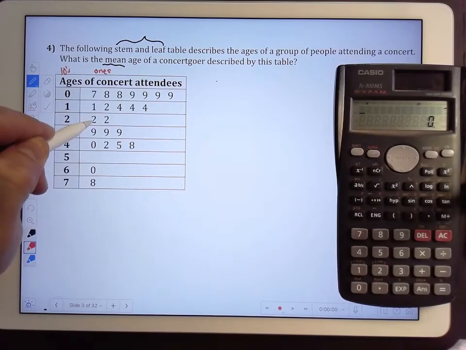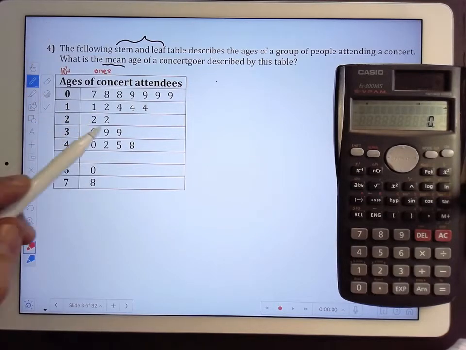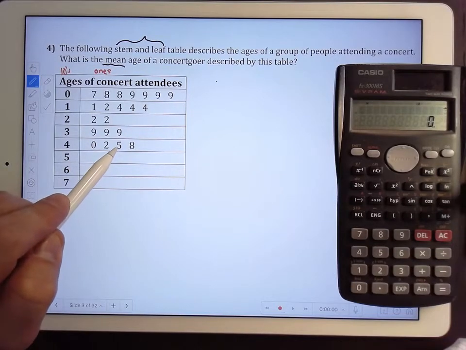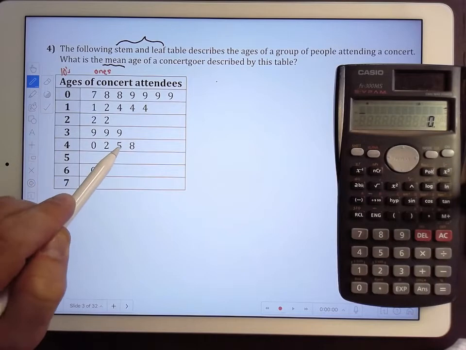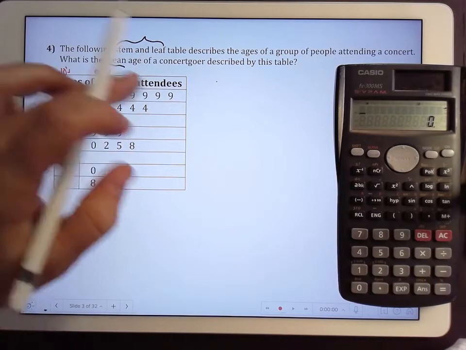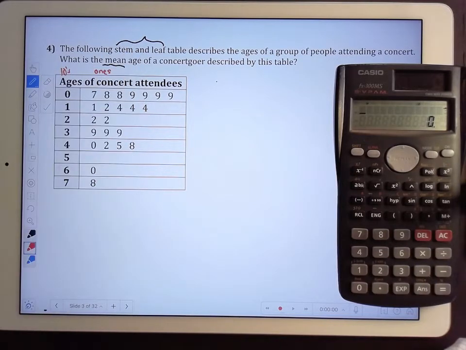So this person right here, this 2 right here refers to the number 22. Whereas, let's say, this 5 over here is tied to this number 4 in front. So this would be 45, this guy right here. And that's the way all of these numbers are broken down.